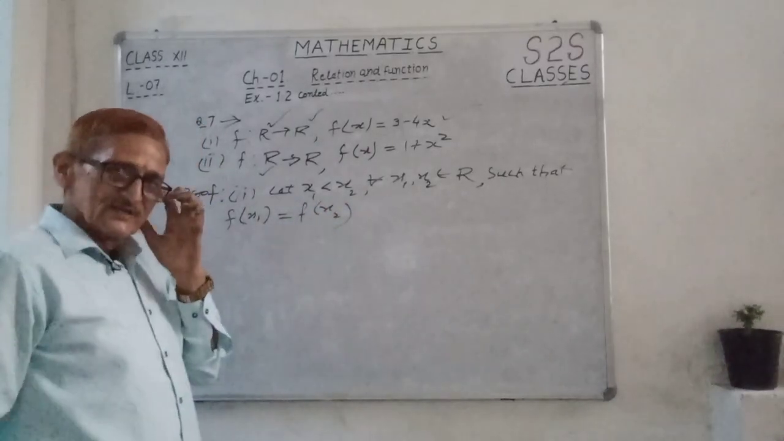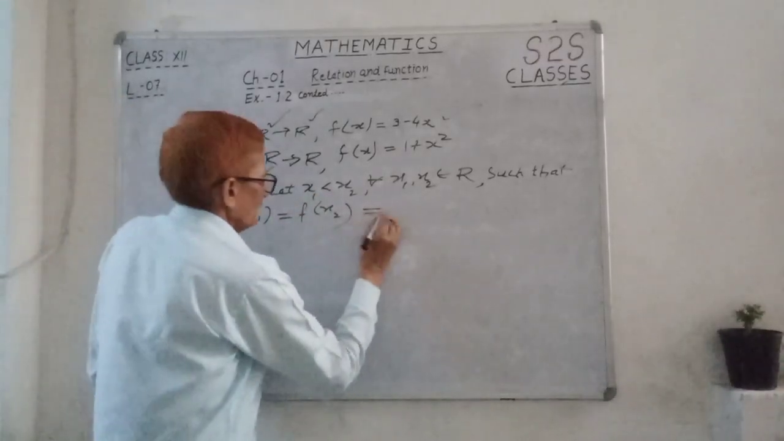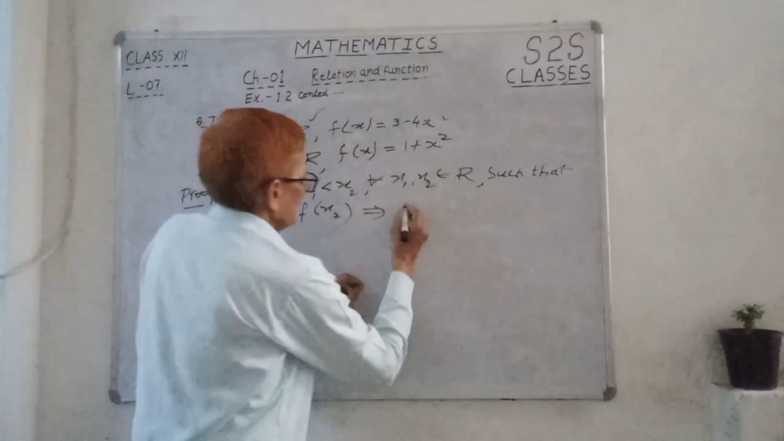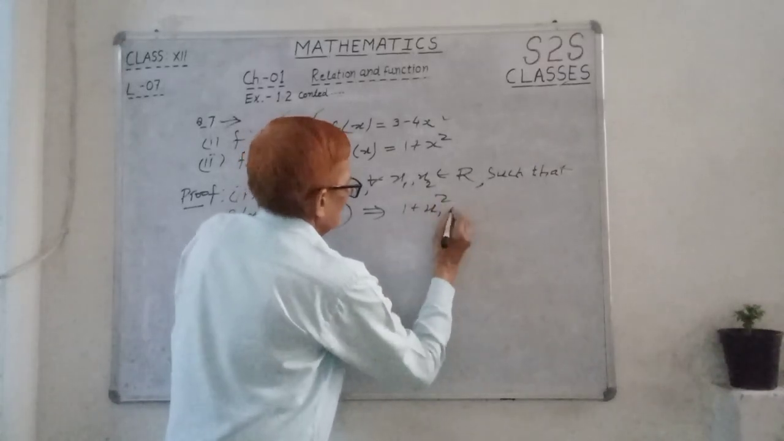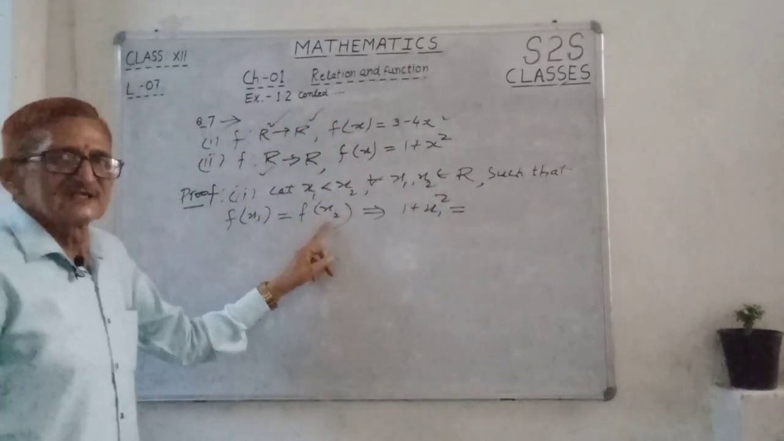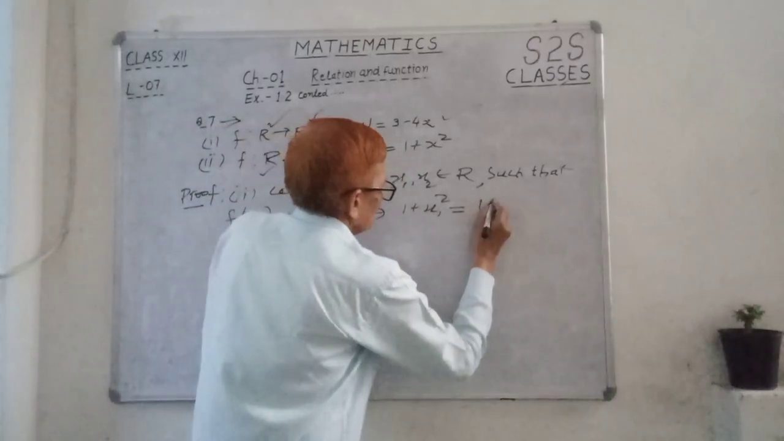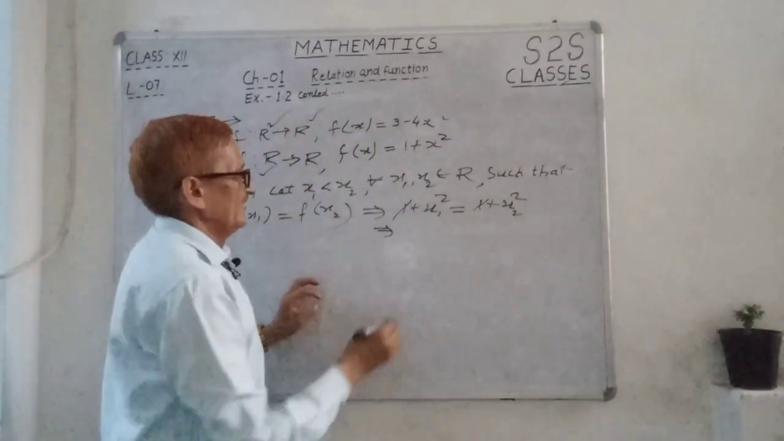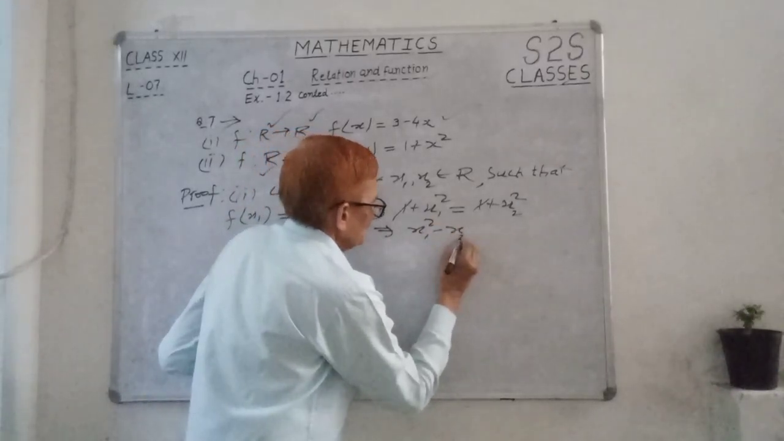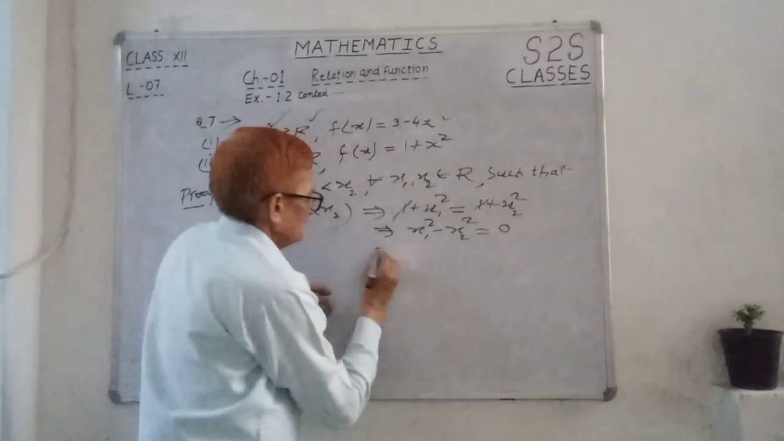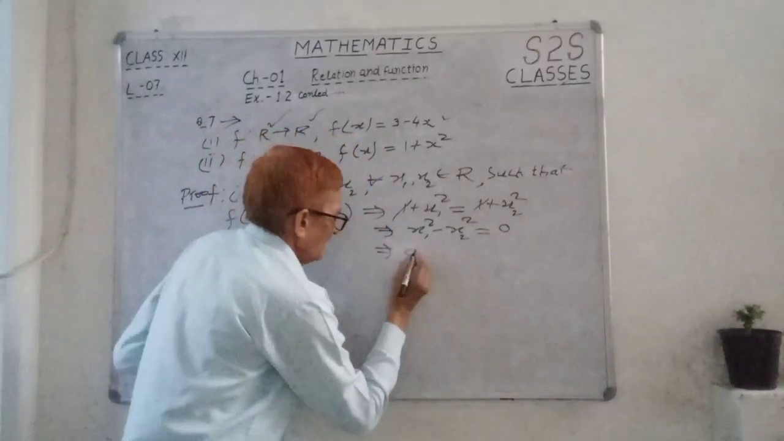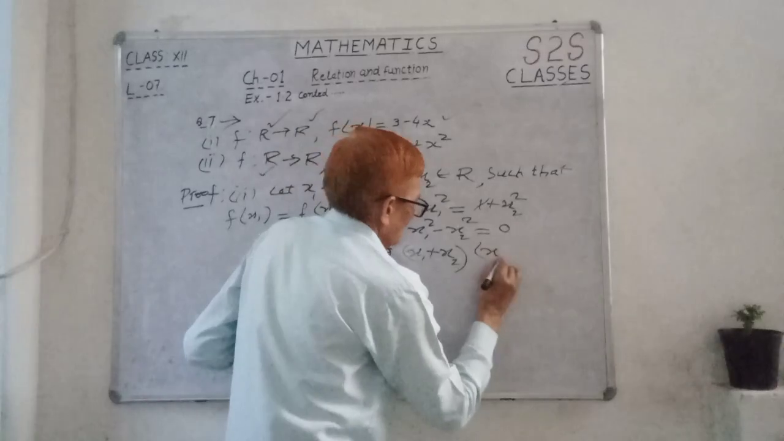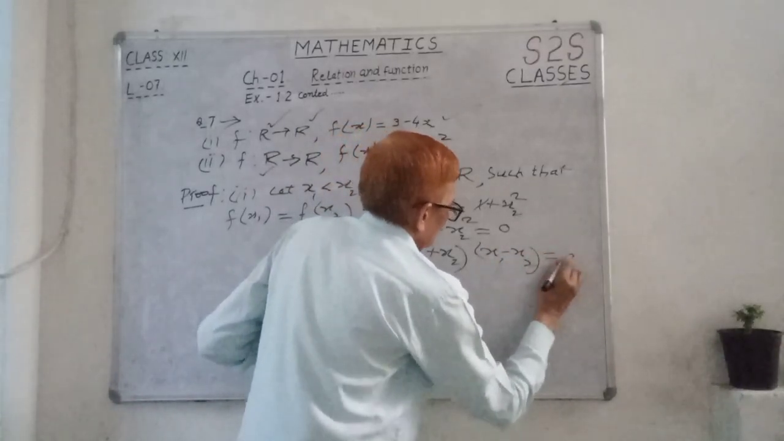Any output is the same and input different, but this implies we are going to check. In the function, putting the x value x1, f(x1) is 1 plus x1 square. Equal. Now we will put the value of x2, f(x2) will be 1 plus x2 square. Simplify, 1 cancels, then x1 square minus x2 square is equal to 0. Then factor a square minus b square, then a plus b: x1 plus x2 into x1 minus x2 is equal to 0.